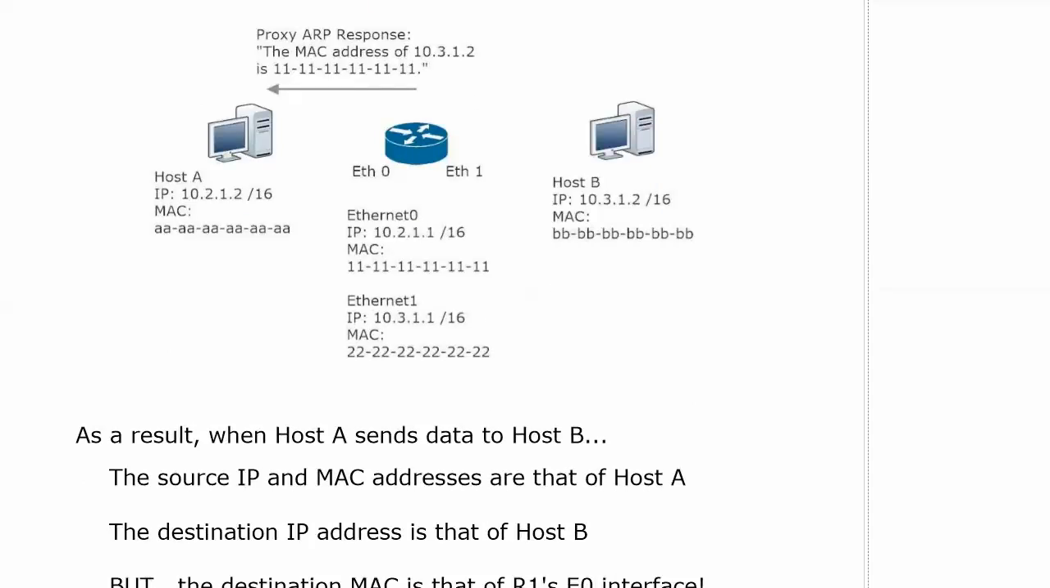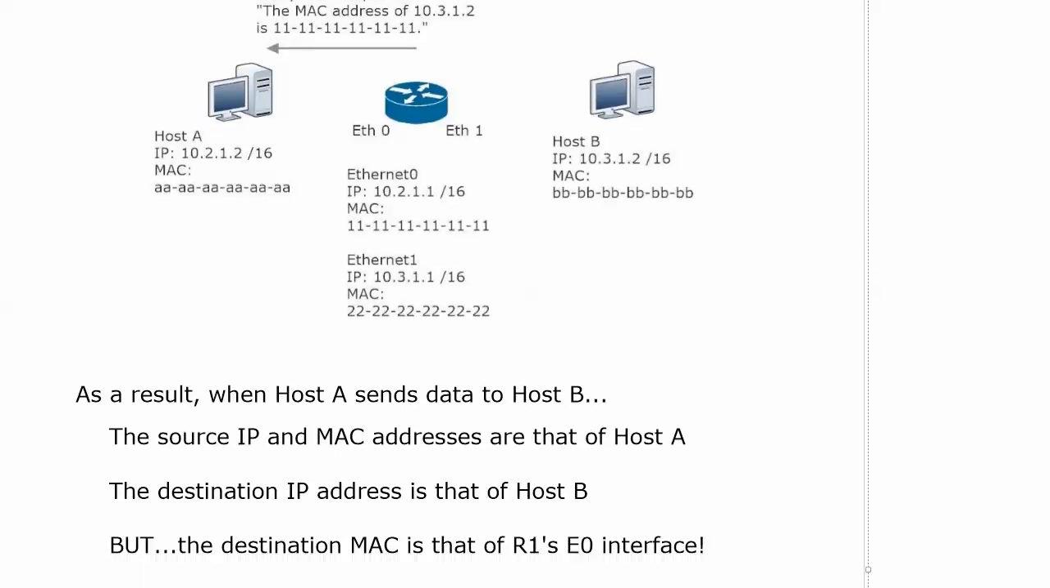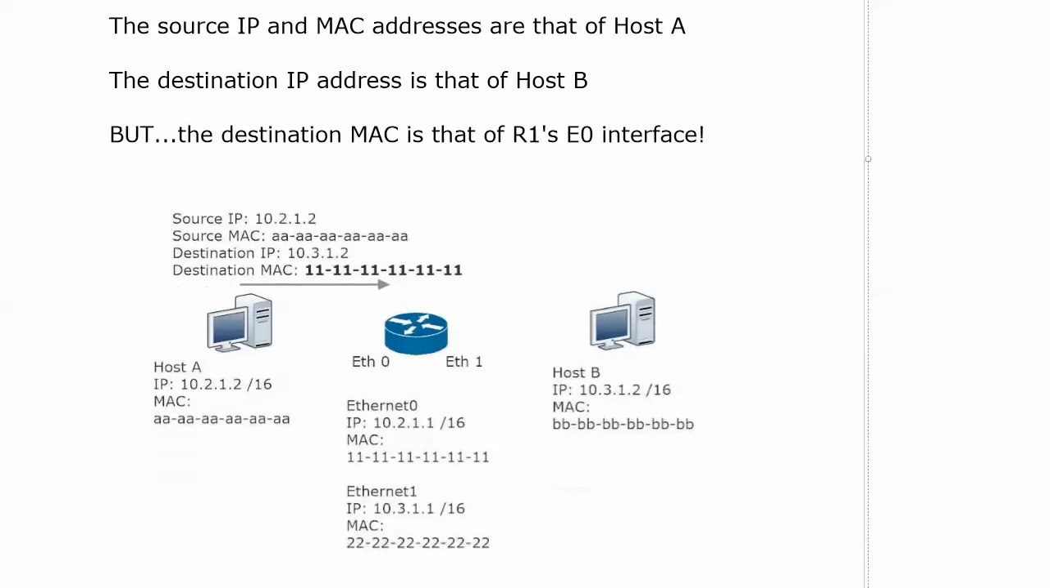And here's what happens as a result, and why you can get some results that look a little odd. Host A, of course, in its cache would put the mapping in there, no problem there. And when host A sends data to host B, the source IP and MAC addresses are that of host A. The destination IP address is that of host B, you would expect that, but the destination MAC address is that of router 1's E0 interface.